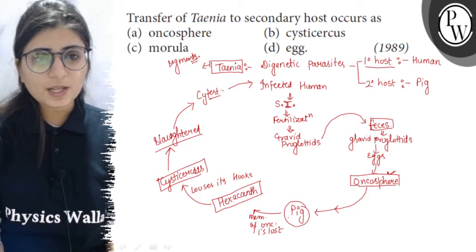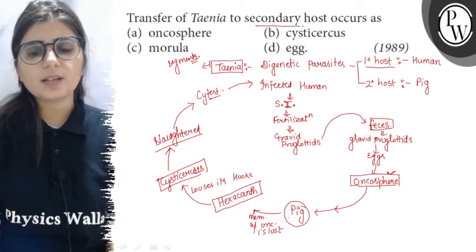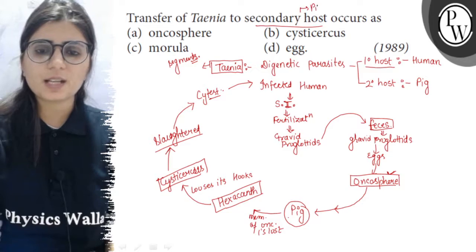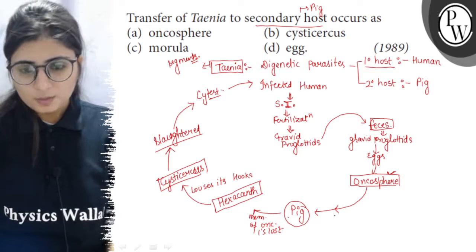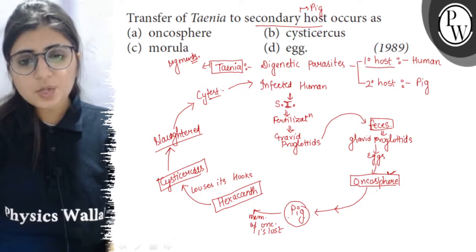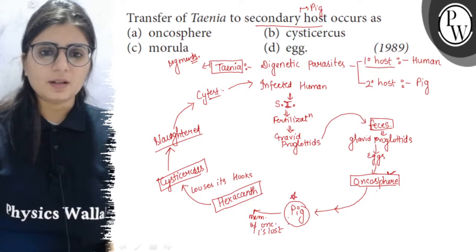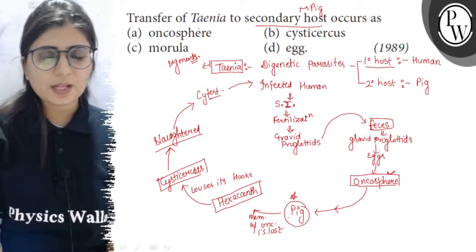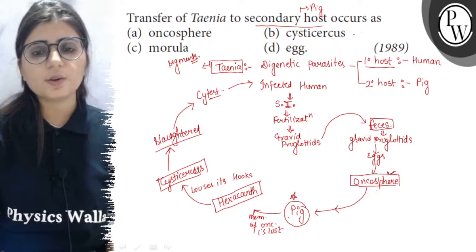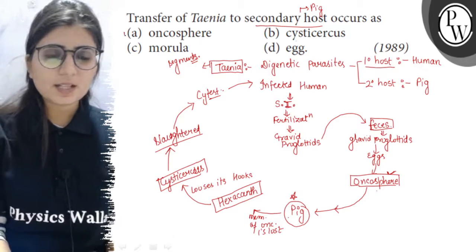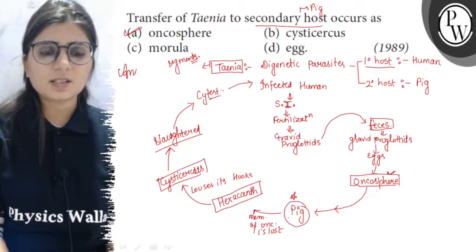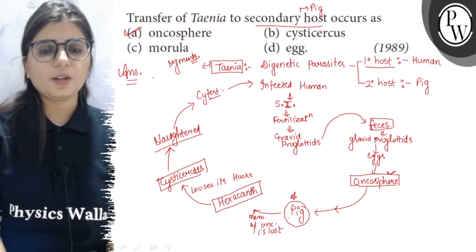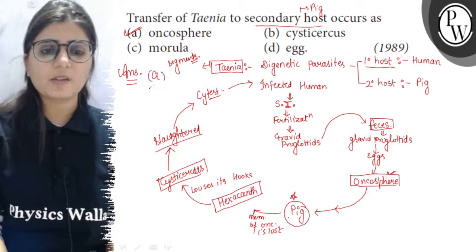So we have to tell the transfer of taenia to secondary host, and the secondary host for taenia is a pig. So what happens? That oncosphere enters the body of a pig. So out of these, we have to tell the transfer of taenia to secondary host occurs at which stage? So at oncosphere stage, the taenia enters the body of pig. So option A is our right answer.